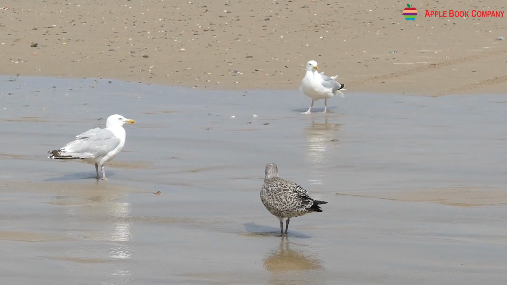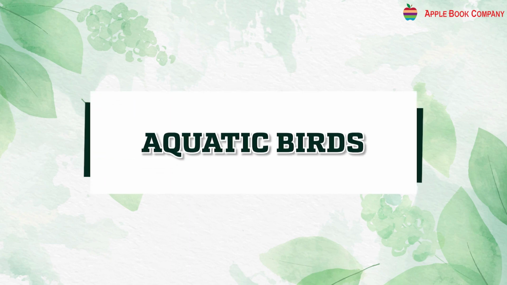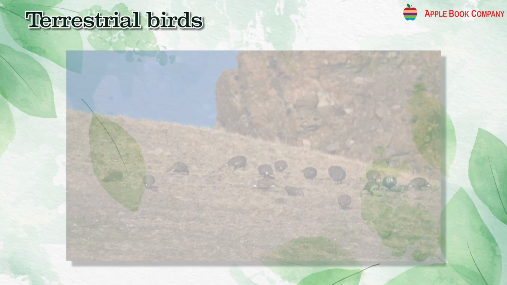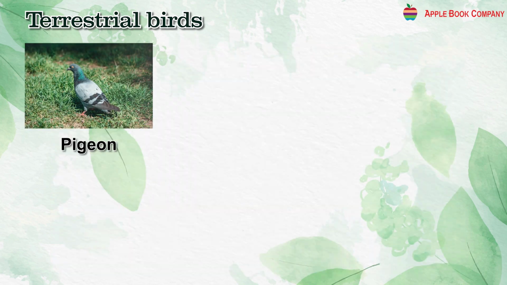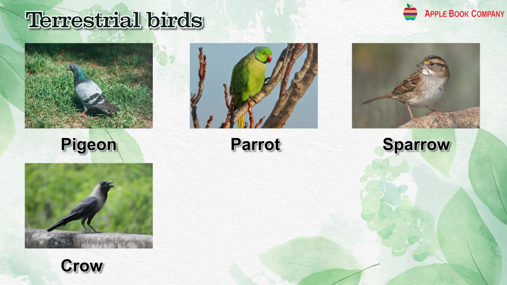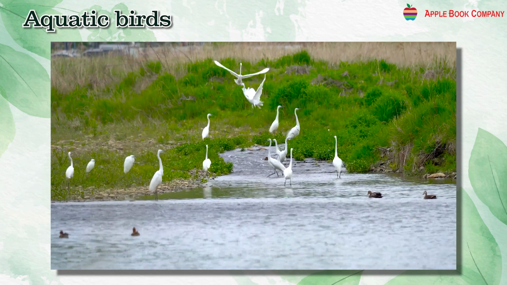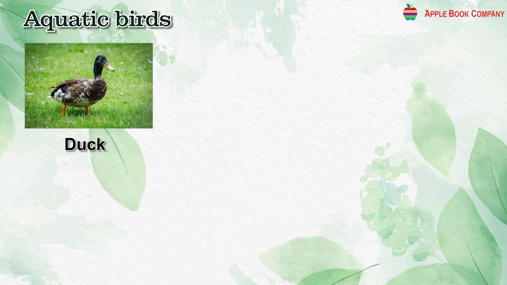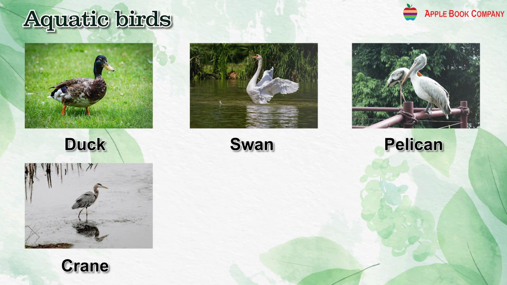Birds are broadly classified into two types: terrestrial birds and aquatic birds. Terrestrial birds. These birds live on land. For example, pigeon, parrot, sparrow, crow, etc. Aquatic birds. These birds can live on the water as well. For example, duck, swan, pelican, crane, etc.